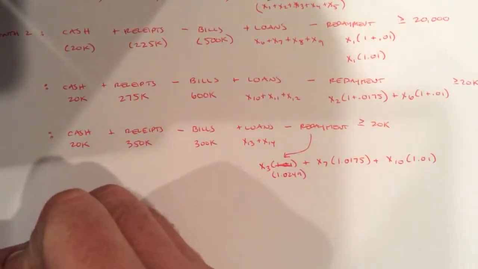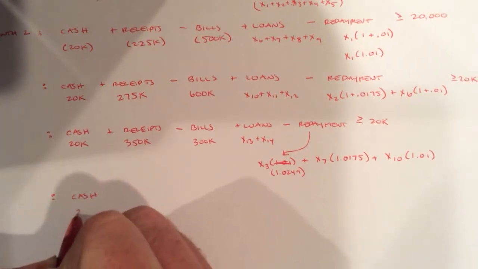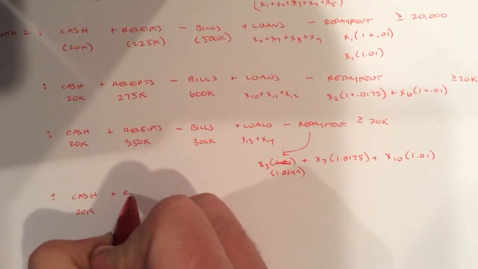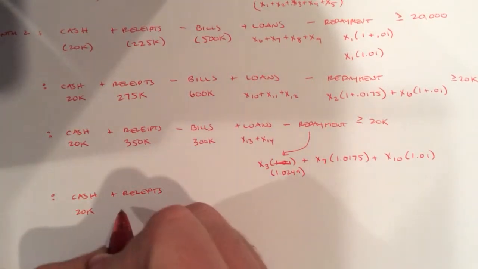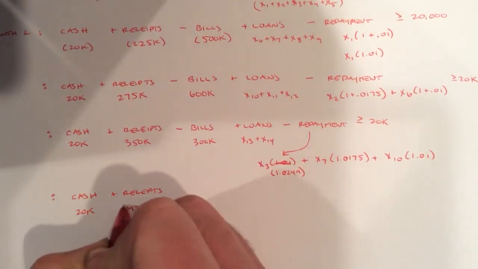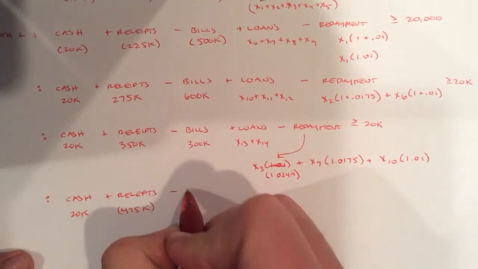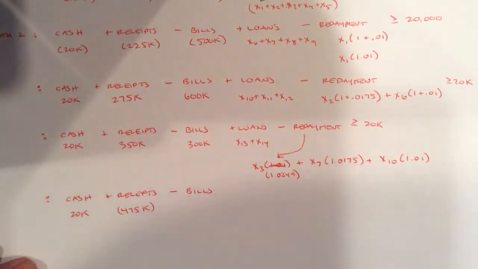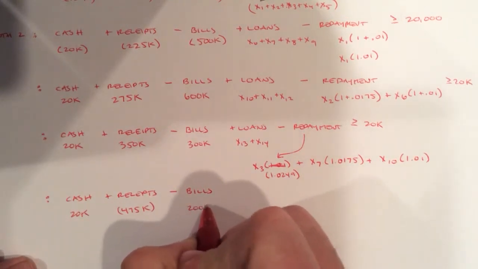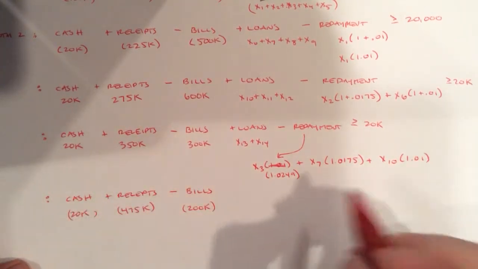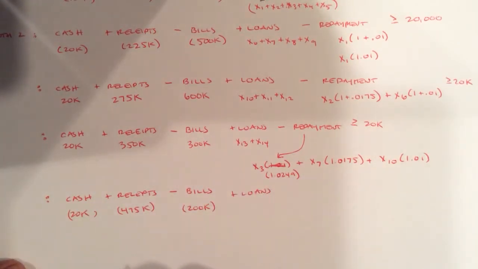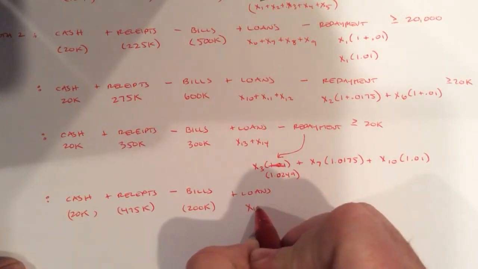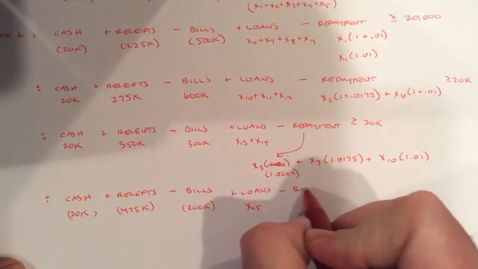Month 5. Cash on hand, which is 20K, plus our receipts. Our receipts in month 5 are 475,000, minus our bills. Our bills are starting to decrease even more. I'm happy. 200,000. Plus the loans that we take out. How much in loans do we take out in month 5? That's just x15 minus our repayment.